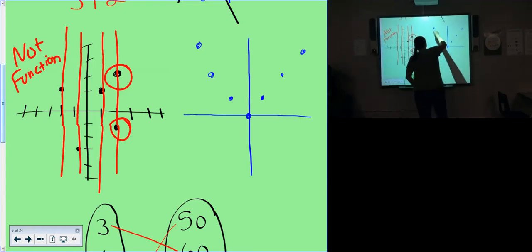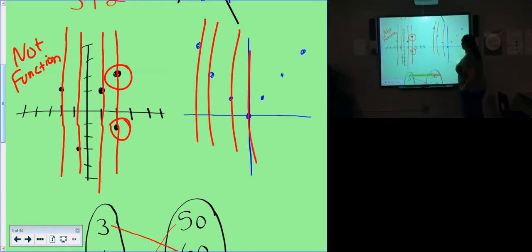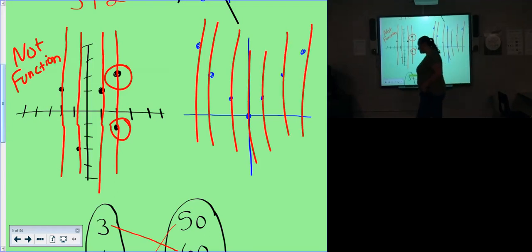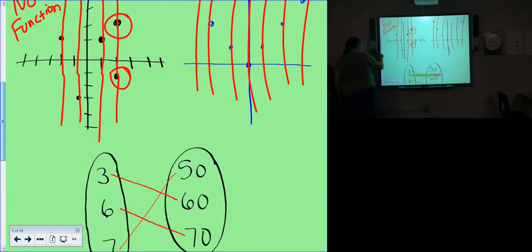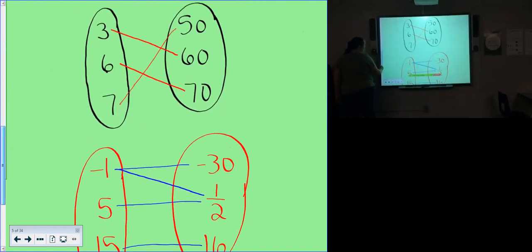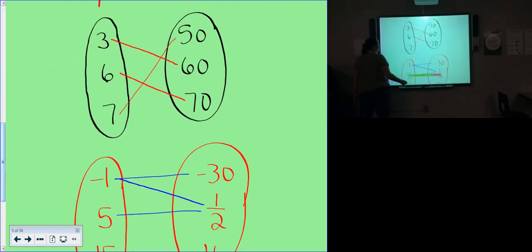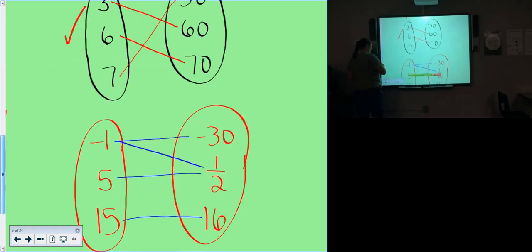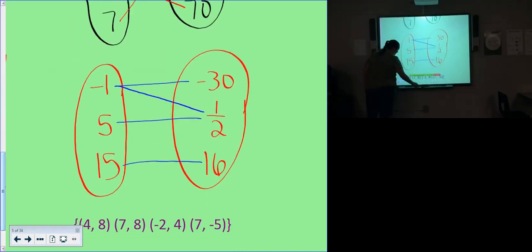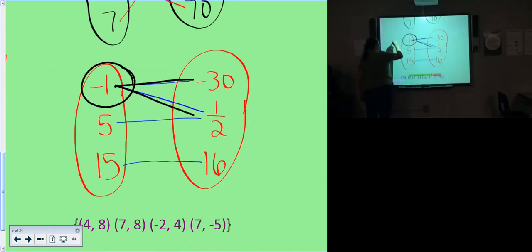Whereas on this one here, no matter where I go, I never cross 2 dots. All right. Again, I'm looking to see, is there more than one line going from each x value? Not on this one. That one's a function. But on this one here, I see -1 has 2 lines, making this not a function.